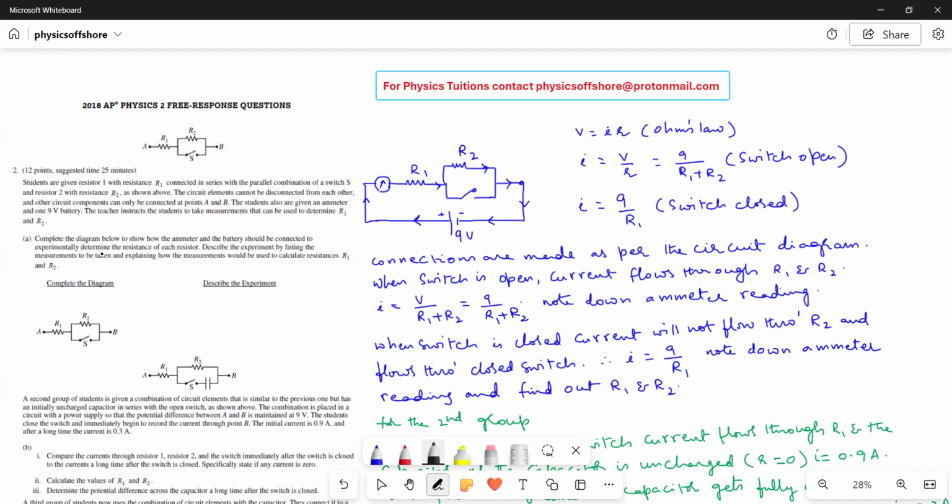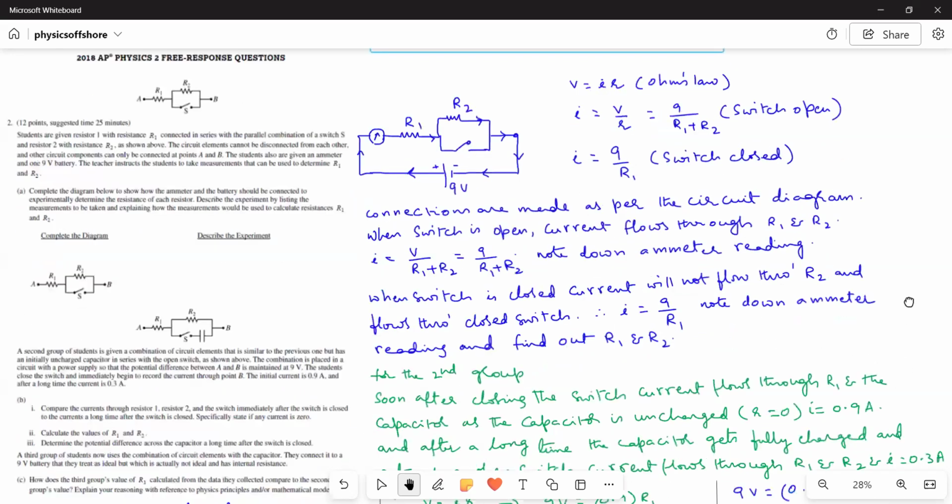Complete the diagram below to show how the ammeter and the battery should be connected to experimentally determine the resistance of each resistor. Describe the experiment by listing the measurements to be taken and explaining how the measurements would be used to calculate resistance as R1 and R2. Here we have to complete the circuit diagram and then describe the experiment. And then next, they are giving the next question.